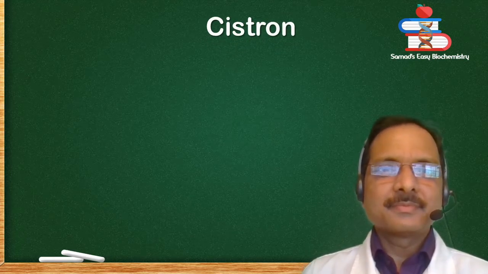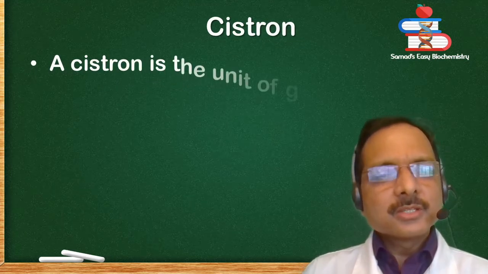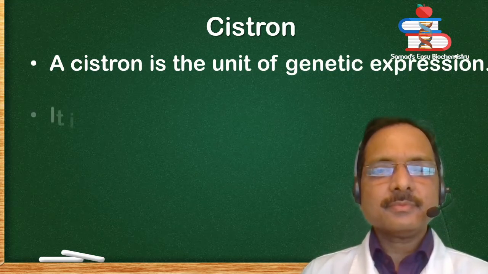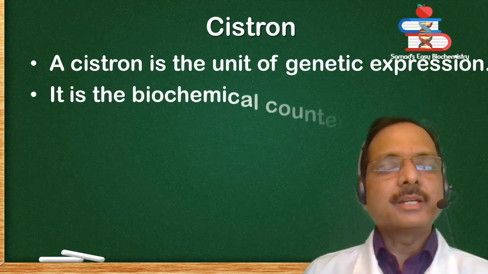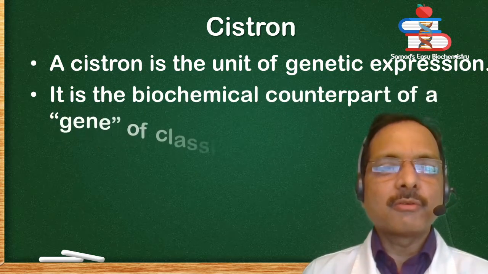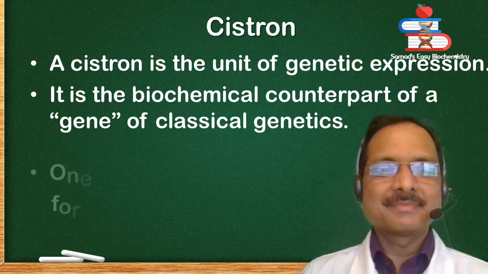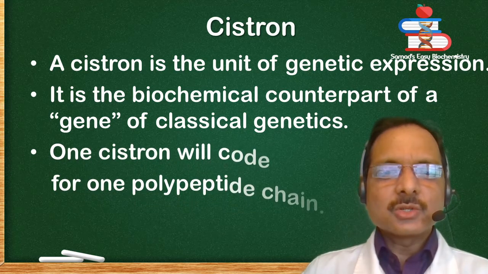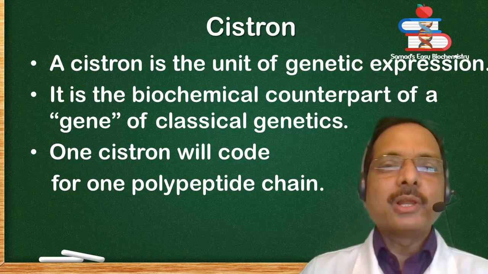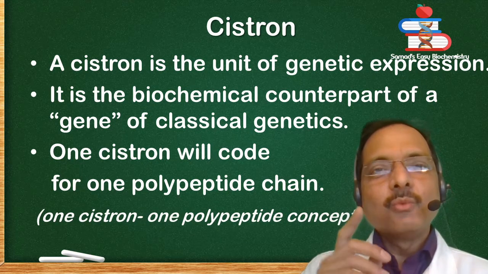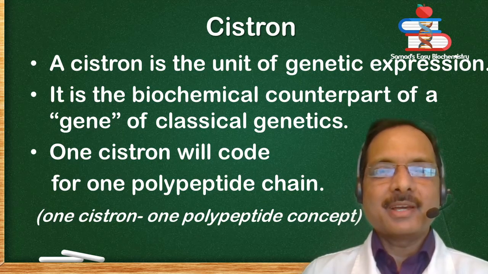Cistron. A cistron is the unit of genetic expression. It is the biochemical counterpart of a gene of classical genetics. One cistron will code for one polypeptide chain under the concept of one cistron, one polypeptide.